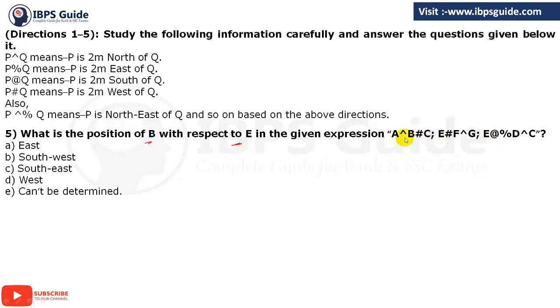So let's see. First of all we have A power B. A power means A is in the north of B. Now B hash C means B is in the west of C. Now this one, D power C. Power means D is in the north of C, and it is 2. So D will also come here. Yes or no? Clear?